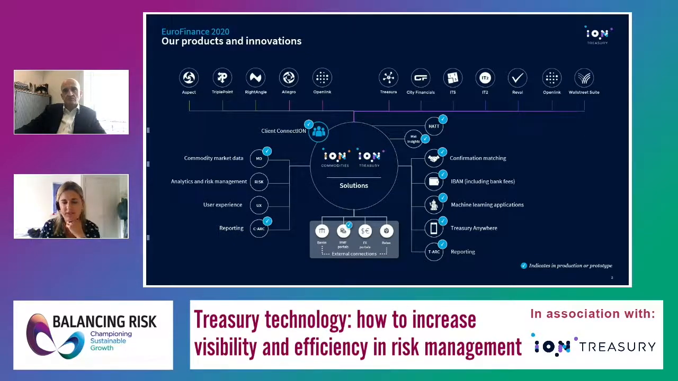To complement this portfolio of products, ION is heavily invested in developing value-added solutions, and you can see many of these at the bottom of the slide. Latest innovations include machine learning on the treasury side for cash flow forecasting, and on the right-hand side, live market data feeds and analytics to support pre-trade pricing on the commodity side.